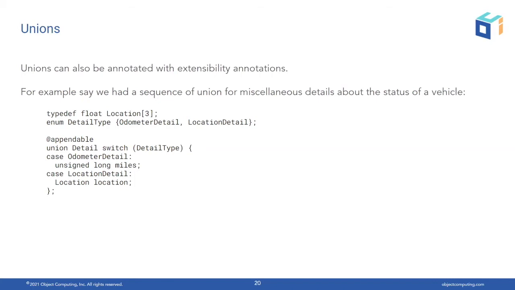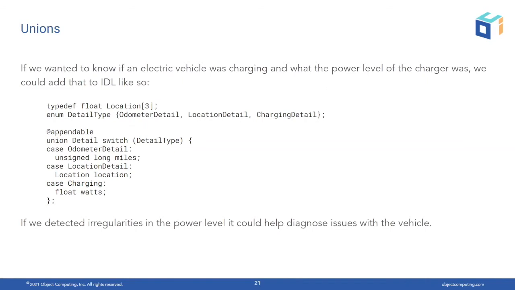And we wanted to add a new piece of information, we could do that. In this case, for EVs, we could say what kind of charger it is hooked up to, which might be important because it says how long that vehicle is going to take to charge. And it could also be important for helping diagnose problems with the electric vehicle.